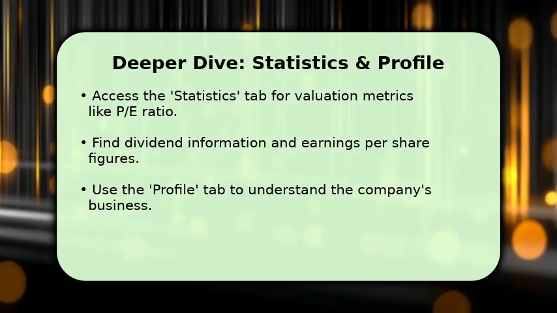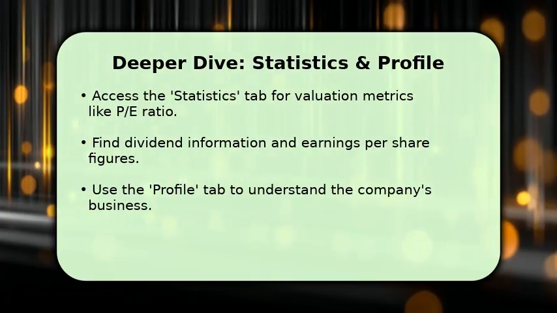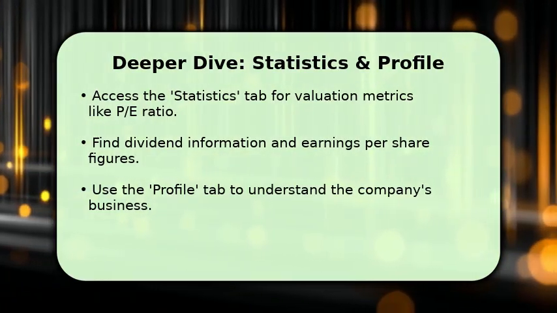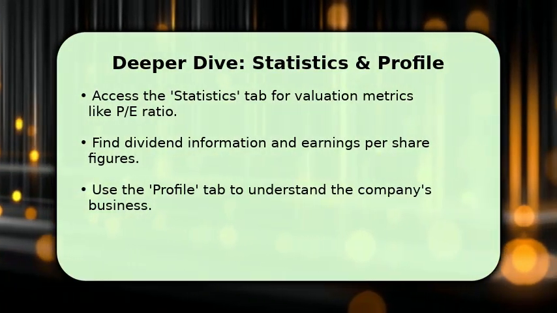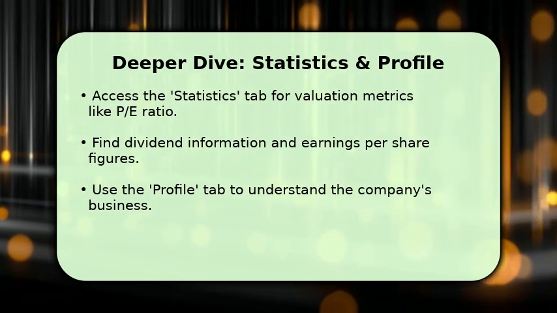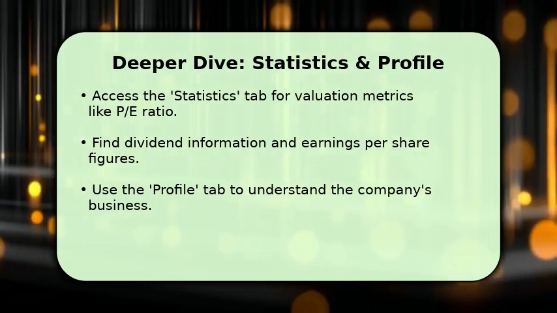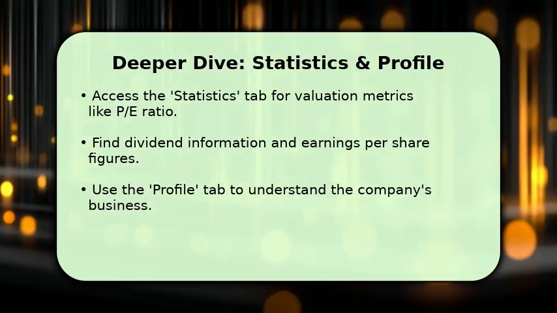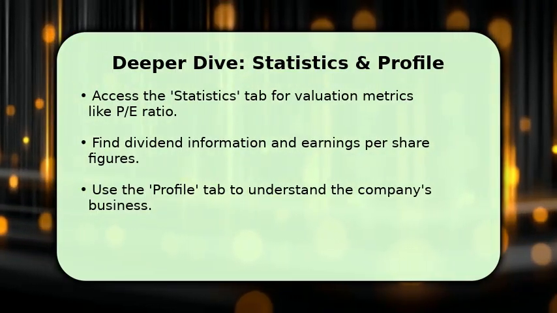For a more in-depth analysis, click on the Statistics tab. Here, you will find crucial valuation metrics such as the price-to-earnings ratio, which might be around 25 for a growing company, and earnings per share. This section also details dividend information, if applicable.